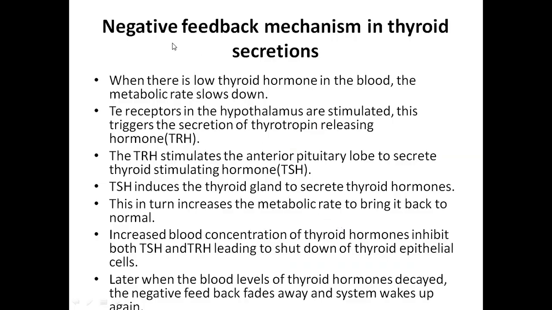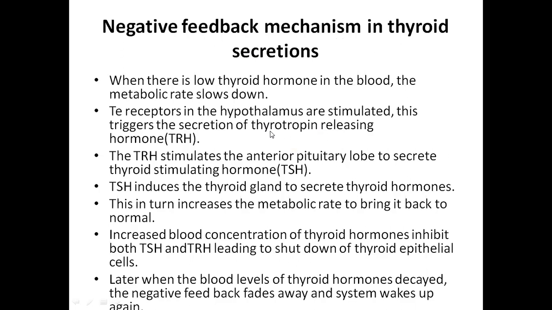Now let us see the negative feedback mechanism. In the previous lecture, I explained what the negative feedback mechanism is, the steps involved, and the examples. I told you 3 examples: thyroid, parathyroid, and adrenal secretions. First, let us see the negative feedback mechanism in the thyroid secretions. Students, as you all know, the thyroid secretions are under the control of the pituitary and the hypothalamus.